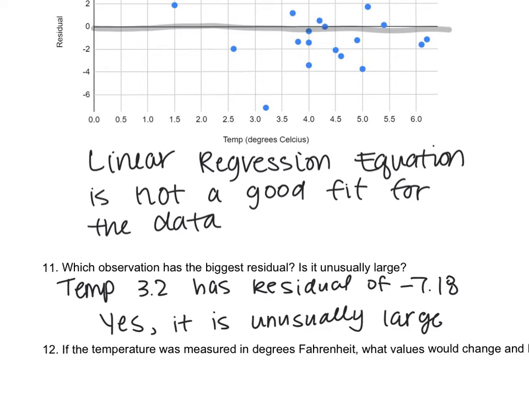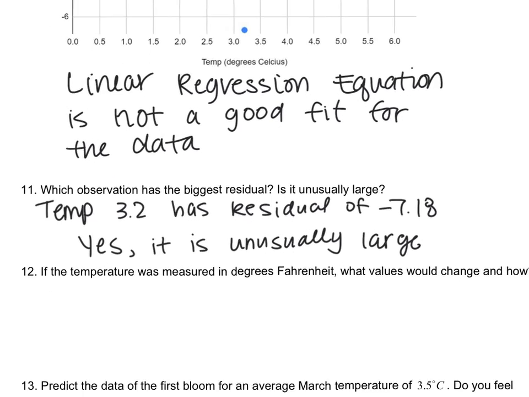Now, obviously, if a lot of our residuals were even smaller, closer to 0, -7.18 would be unusually large. If a lot of our residuals were around 5 and 6, -7.18 would not be unusually large. Again, it's completely based on your data. It changes for what your residuals are.